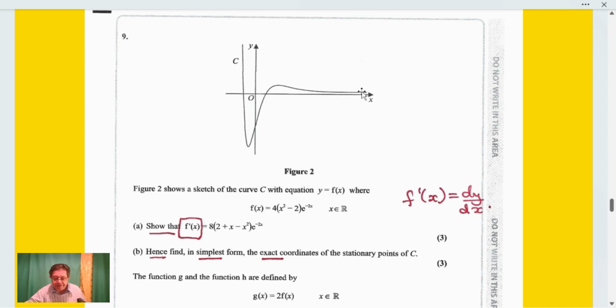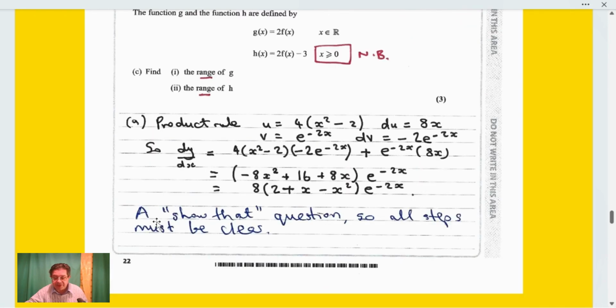We're asked to show that f dash of x is the thing given here. Remember, f dash of x is just another way of saying dy/dx. The obvious way of doing this is to use the product rule, although you could use the quotient rule with e to the 2x on the bottom. It's a "show that" question, so you do need to show all the steps clearly.